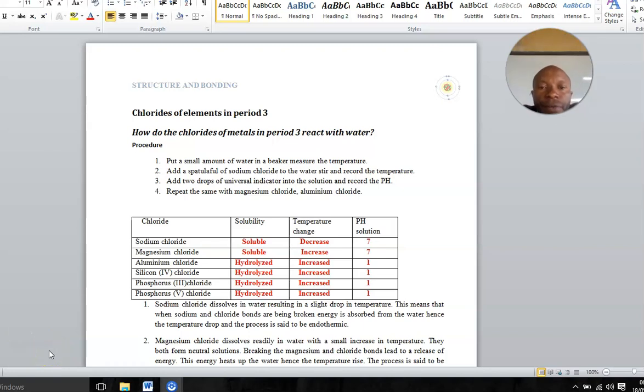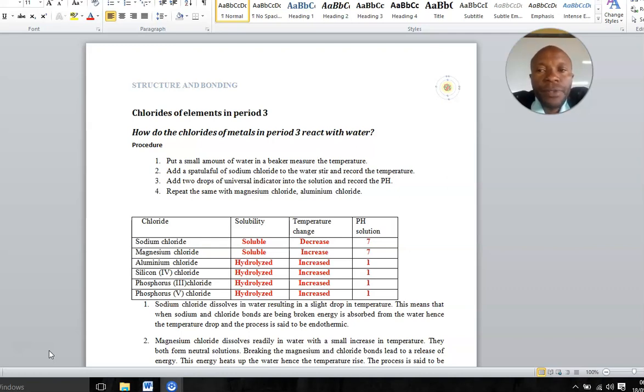Under the chlorides of elements in period 3, one of the tests we are going to carry out is dissolving these substances in water, and the procedure is as you have written. The results would be as follows.